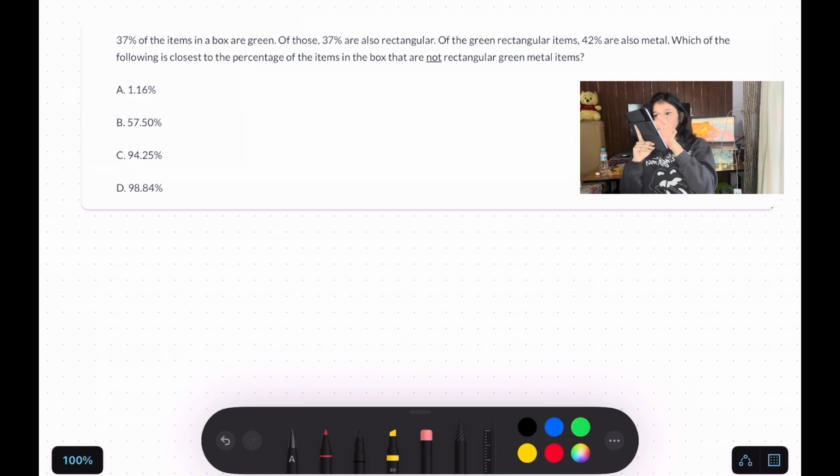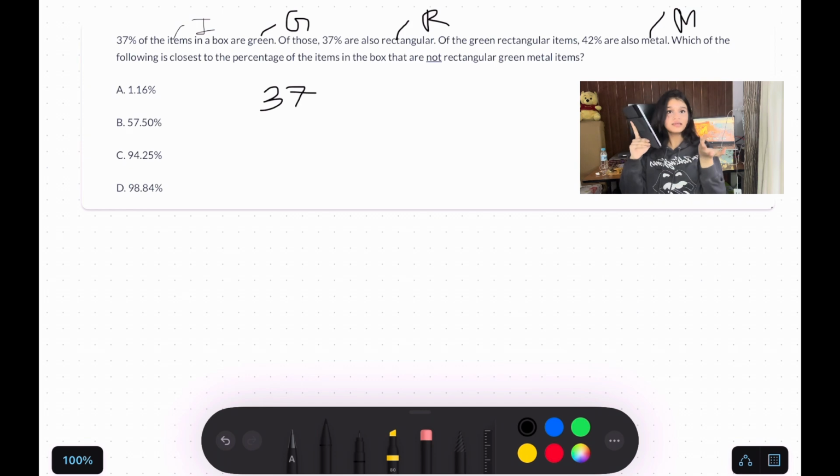Okay, now the second question. It isn't the hardest, but it is pretty confusing, so I'll do it so you guys can succeed. Okay, so I'll just say items is I. So 37% of I are G, 37% of G are R, and 42% of R are M.